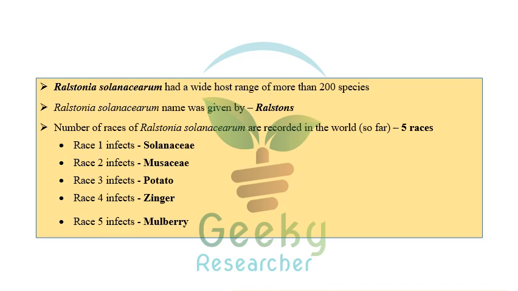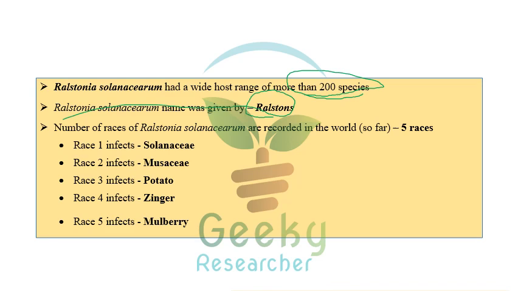Now we'll see Ralstonia, one of the very dangerous bacteria that can infect mostly fruits and vegetables. Ralstonia solanacearum has a very wide host range, more than 200 species that it can infect. Ralstonia solanacearum was first discovered by a scientist called Ralston. In Ralstonia solanacearum, so far we have recorded 5 races all over the world. 5 races, not species, okay? 5 races. It's very, very important.